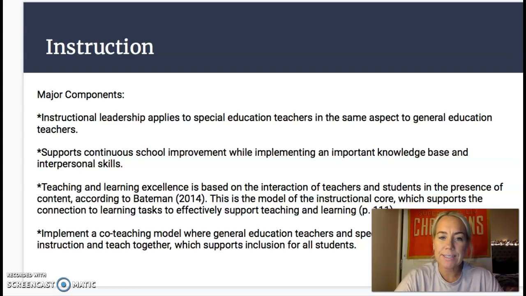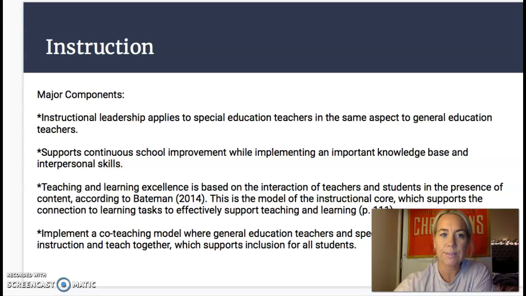Teaching and learning excellence is based on the interaction of teachers and students in the presence of content, according to Bateman. This is the model of instructional core, which supports the connection to learning tasks to effectively support teaching and learning. Implement a co-teaching model where gen ed teachers and SPED teachers plan together and teach together, which supports inclusion for all students.